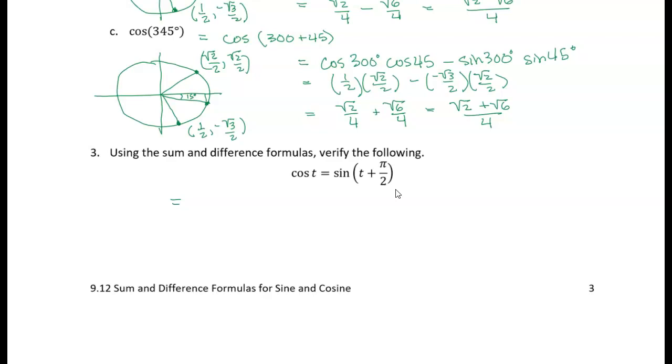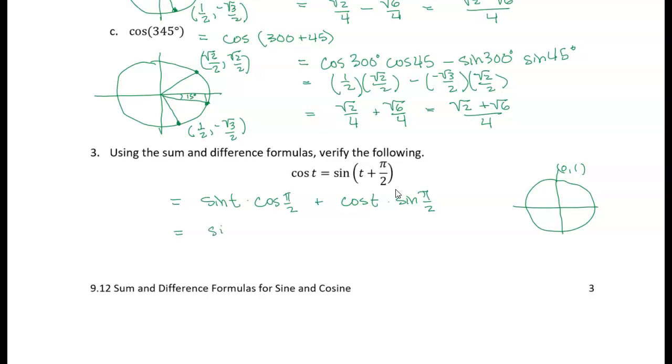When we use the sum formula for sine, we have the sine of t times the cosine of pi over 2, plus the cosine of t times the sine of pi over 2. Now, pi over 2, you remember, I'll try it over here this time. Pi over 2 is 90 degrees. The coordinates at 90 degrees are 0, 1, right? So the cosine is 0, and the sine is 1.